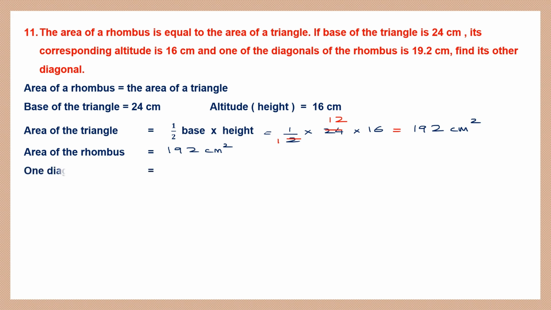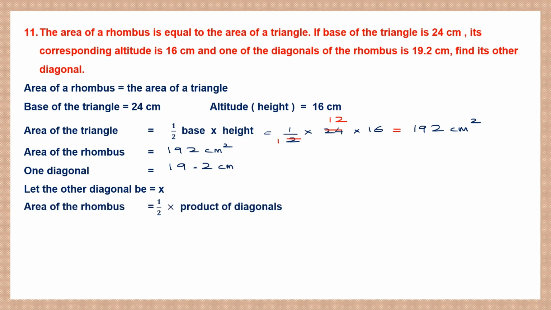So we have the area of the rhombus. We have one diagonal given to us, which is 19.2 centimeters. Now let's consider the other diagonal to be x. Now let's use the formula of area of a rhombus. Area of a rhombus is half into product of the diagonals. The area of the rhombus we found out to be 192, and this is equal to half into product of the diagonals. So one diagonal is 19.2, the other one we don't know, we're going to call it x.